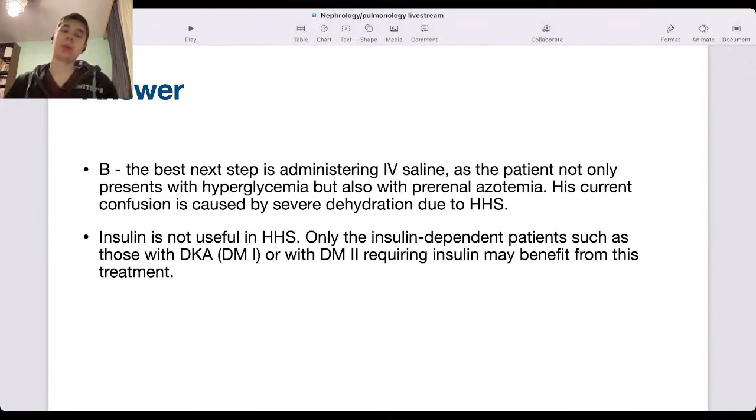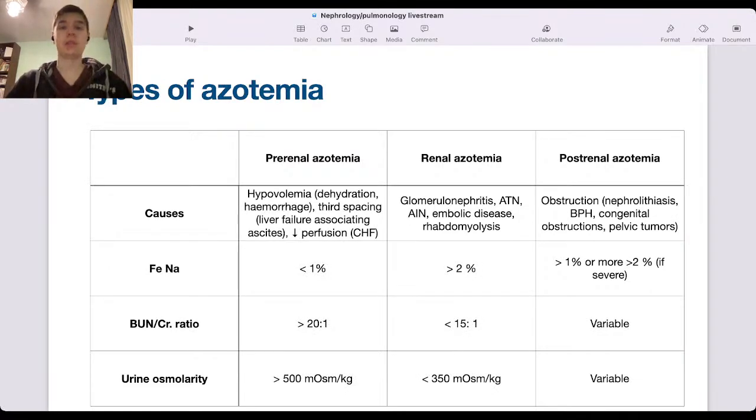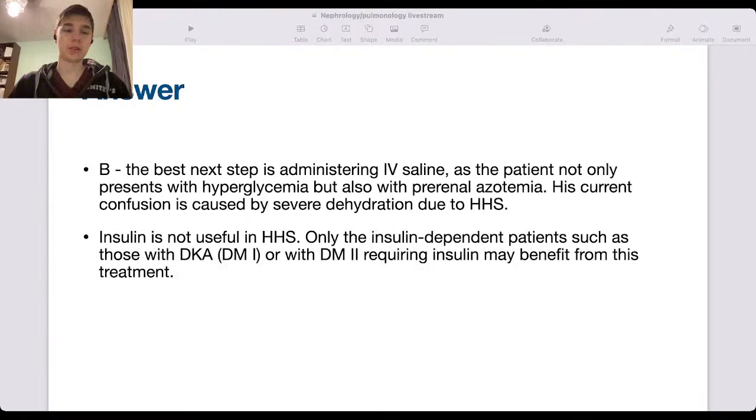Okay, so now we have a little bit of question on the renal system. We have three types of azotemia: prerenal azotemia, renal azotemia, and postrenal azotemia. Let us see. Can you give some examples of prerenal, renal, and postrenal azotemia?